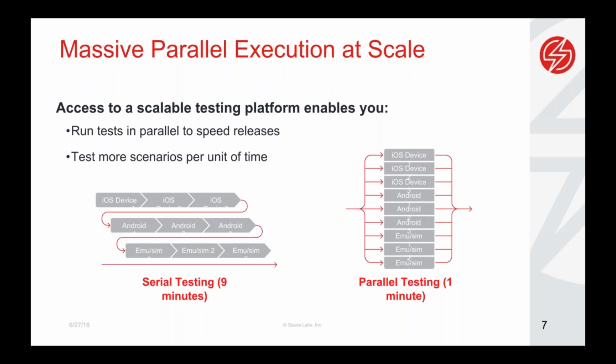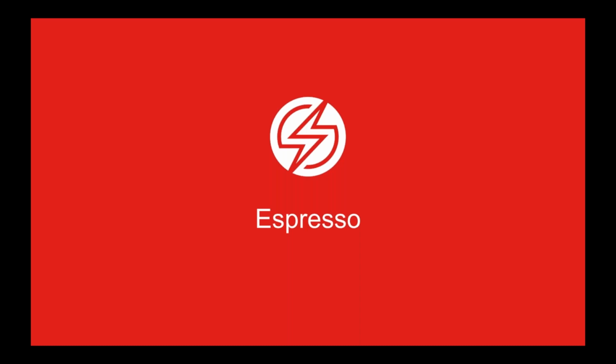It's going to allow you to test more scenarios per unit of time. If you look at this particular example of mobile devices, using a combination of real devices and different OS combinations, running them in a serial mode would theoretically take much longer than if you were able to run them in parallel. So the goal is to allow you to expand your test automation and be able to do more in less time and actually do it correctly in less time as well.